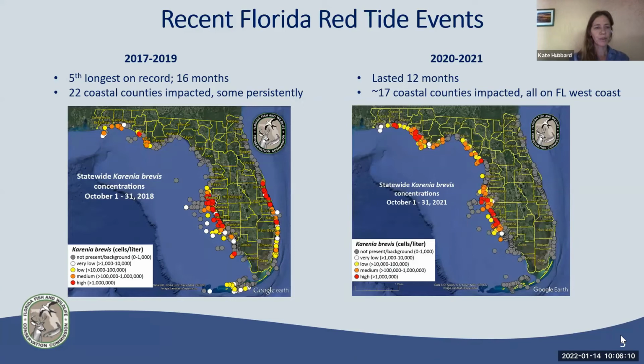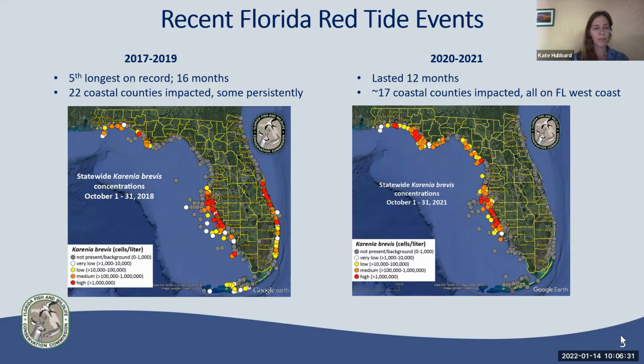So I mentioned those two recent events. The 2017 to 2019 event impacted 22 different coastal counties, some quite persistently, and it definitely caused a lot of impacts in the Charlotte Harbor area, Tampa Bay area. It also did get advected to the east coast of Florida and caused impacts in the Panhandle.